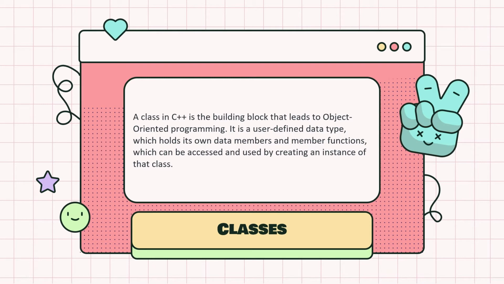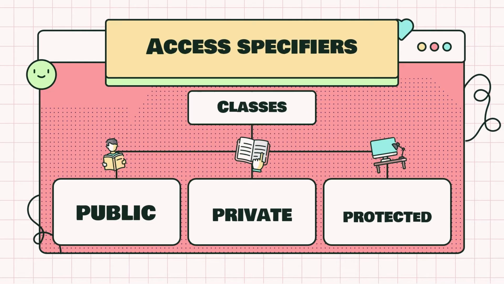These classes have certain access specifiers like public, private, and protected. These access specifiers can be used with data members. They are used mostly in inheritance, but for now we use public. We will discuss private and protected later in the upcoming videos.